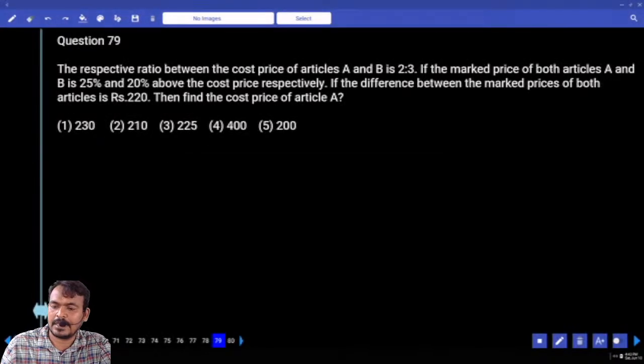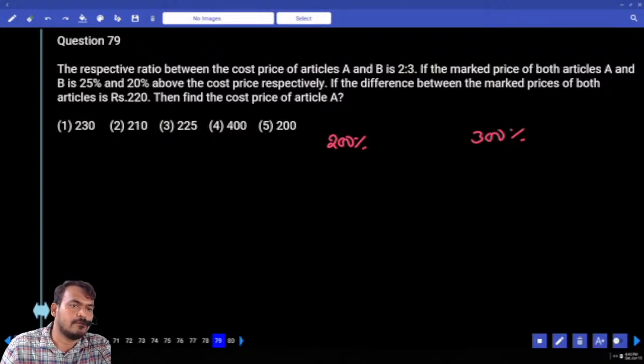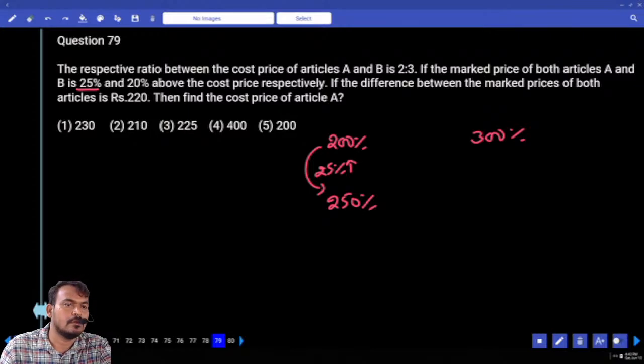What is the first one's cost price? 2 parts. Second one 3 parts. Suppose the first one's cost price we consider 200%, second one's cost price 300%. First one is marked up how much percent above? 25% above. What is 25% of 200? 50. Total it is 250. 200 plus 50, 250.